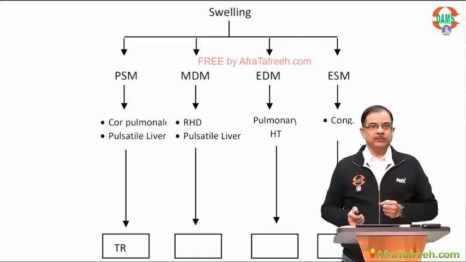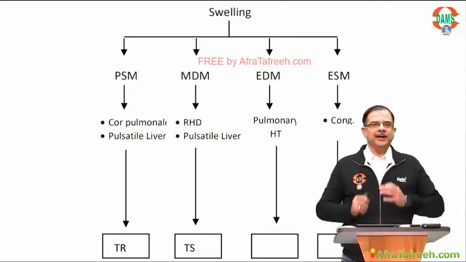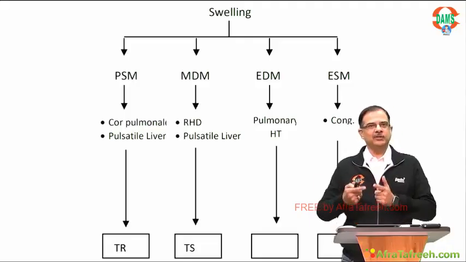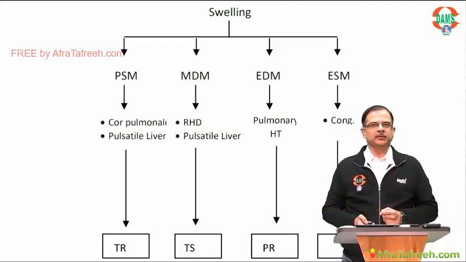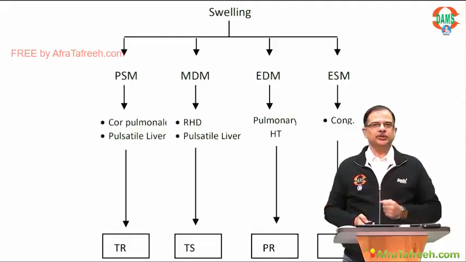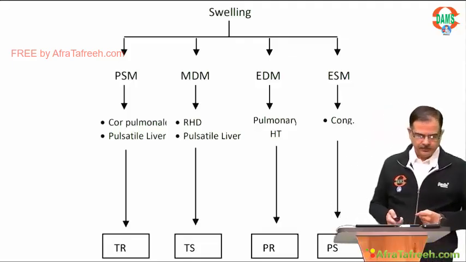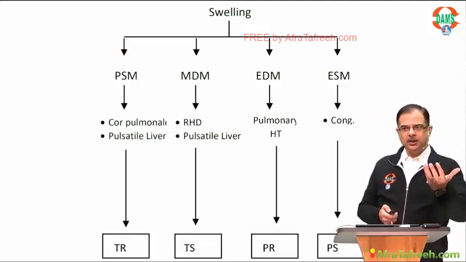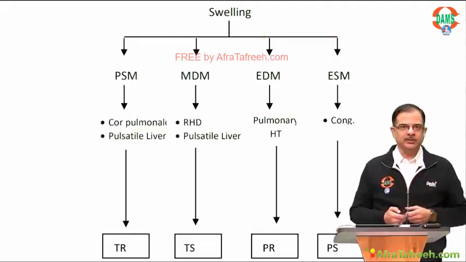Mid diastolic murmur of right side, tricuspid stenosis. Early diastolic murmur of right side, same valvular lesion but on the right side, pulmonary regurgitation. Ejection systolic murmur, congenital is the cause, answer PS. So this is how you can translate what are the right-sided and left-sided murmurs or valvular heart disease.